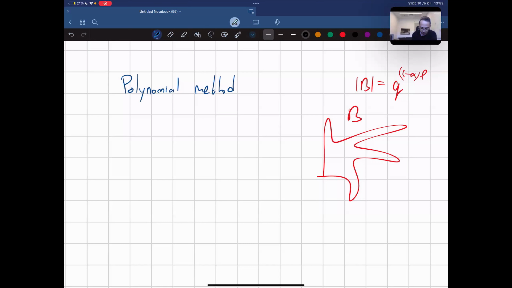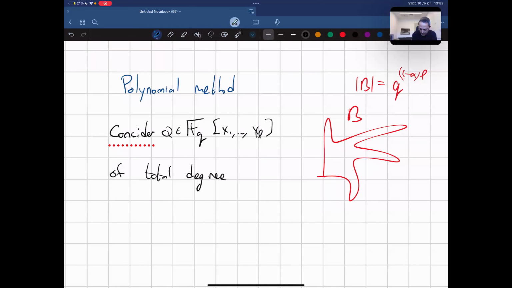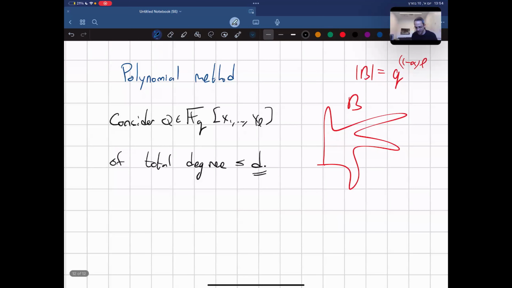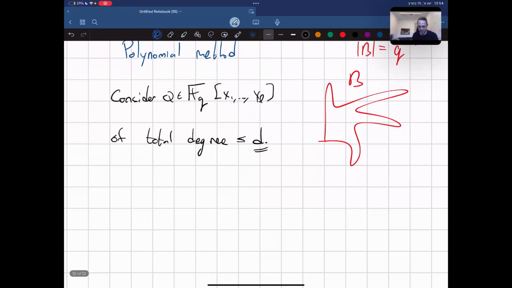So the idea is the following. Consider the subspace of all polynomials in L variables of total degree at most D. Right? So there's another parameter here on top of Q, at most D. And so, how many of those do we have? So it's roughly like n minus D choose n, which is definitely smaller than D over n to the n.